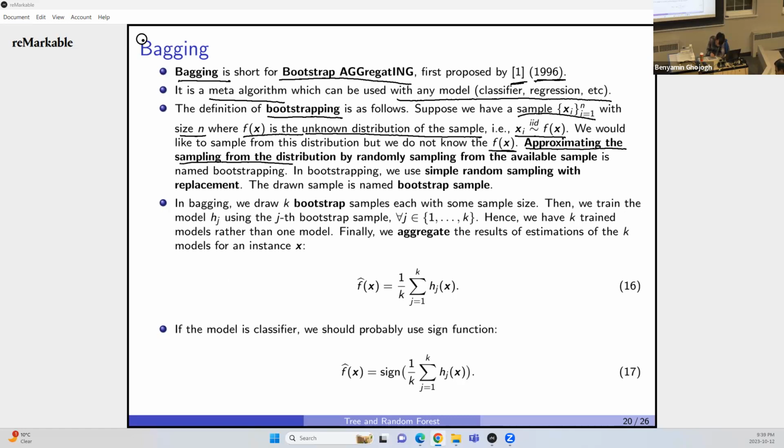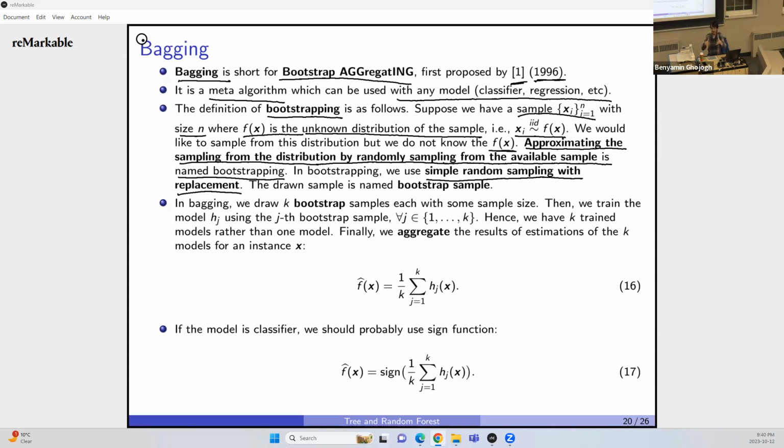Approximating the sampling from the distribution by randomly sampling from the available sample is named bootstrapping. Let me tell you what I mean. I have a bunch of data points. These data points have some joint distribution, do you agree? I want to sample from that distribution of these data points, but I don't know that PDF. Bootstrapping says sample using these available data points. How do I do that? We use simple random sampling with replacement.